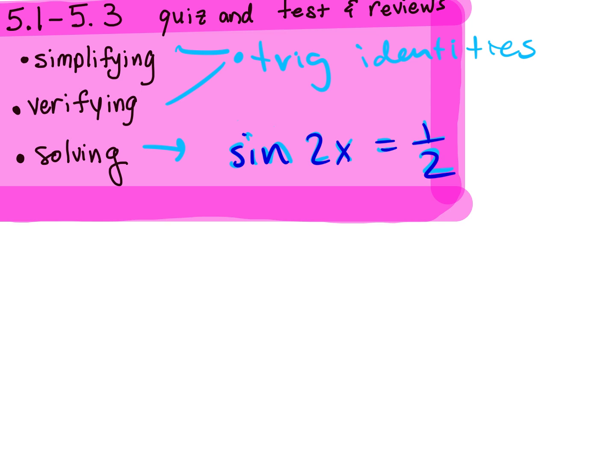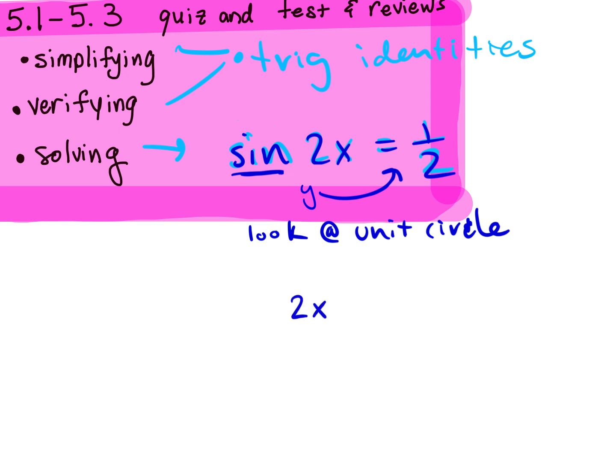Look at our unit circle. We would want to see. Look at unit circle. Sine, we look at what value? The y. We would want to see what y value is 1/2. I think that it is pi over 6. I don't have the unit circle in front of me, but we're going to say pi over 6 is one of our options.